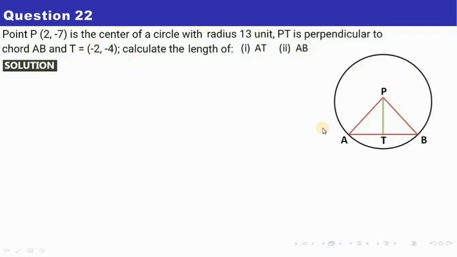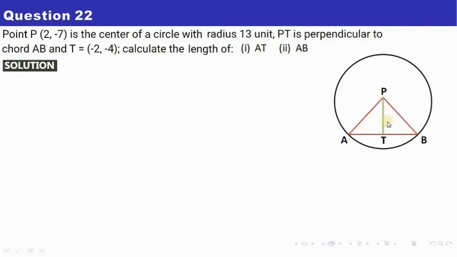And T is given, the coordinate of T is given, which is (-2, -4). So you need to find the length of AT, and you need to find the length of AB here. Now let us quickly go to the circles chapter and try to understand what happens if you draw a perpendicular from the center to a chord.